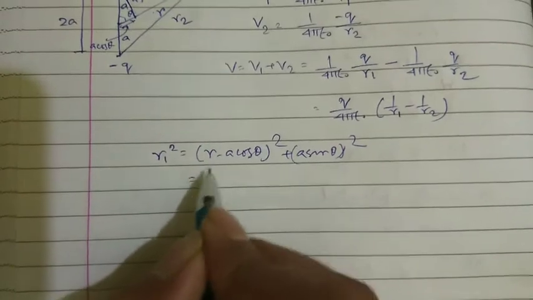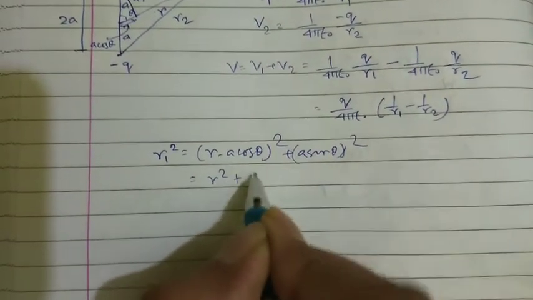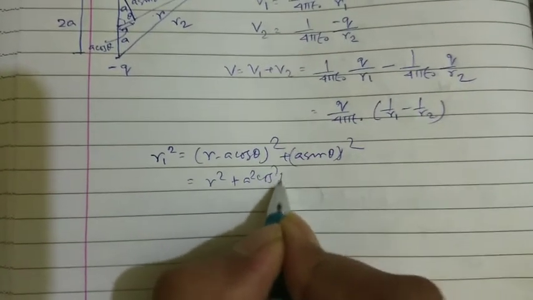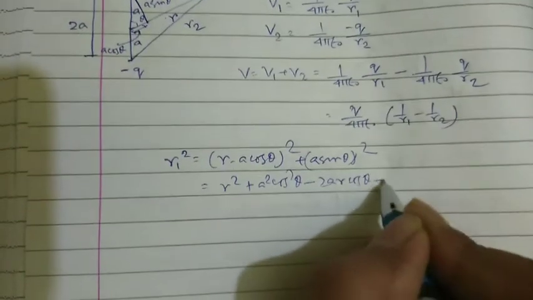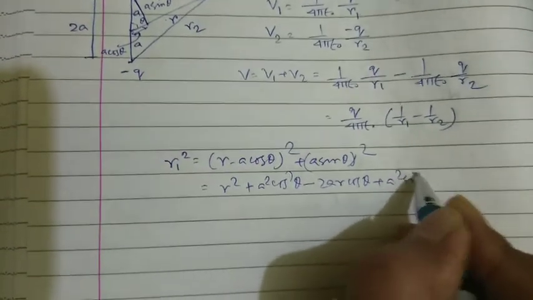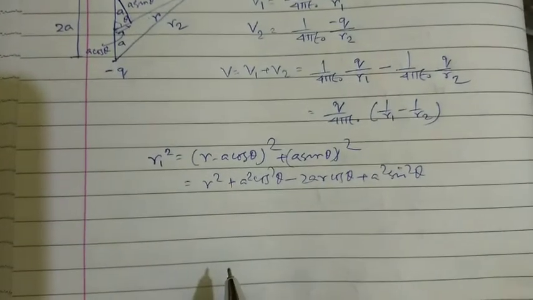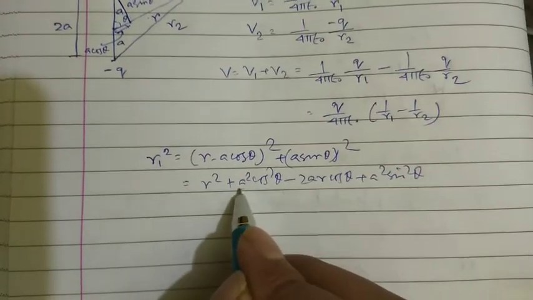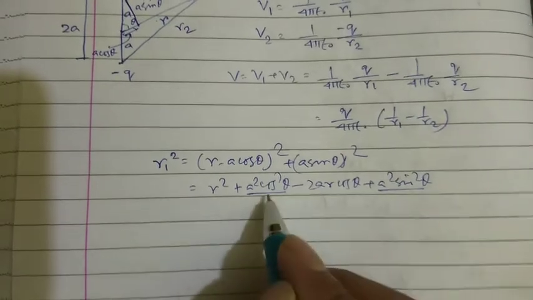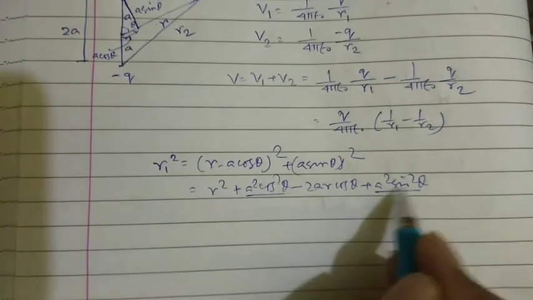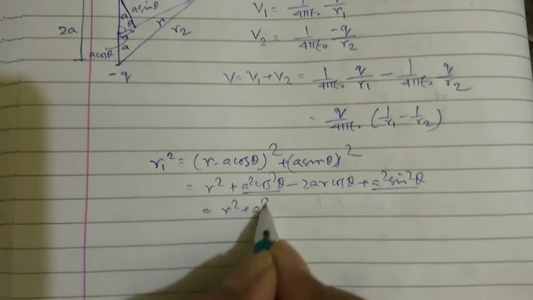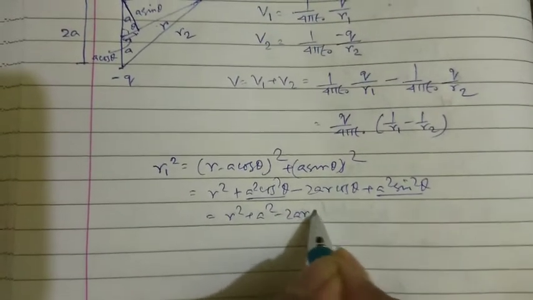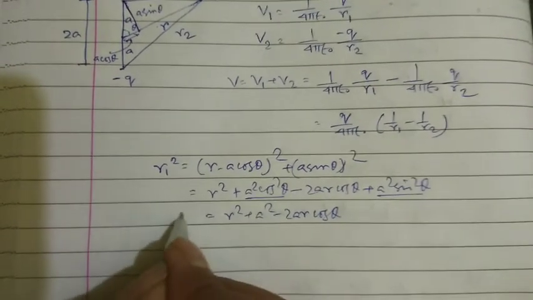Just simplify: R square plus A square cos square theta minus 2AR cos theta plus A square sin square theta. Now these two terms will give you A square, since cos square theta plus sin square theta equals 1. So you can write R1 square equals R square plus A square minus 2AR cos theta.